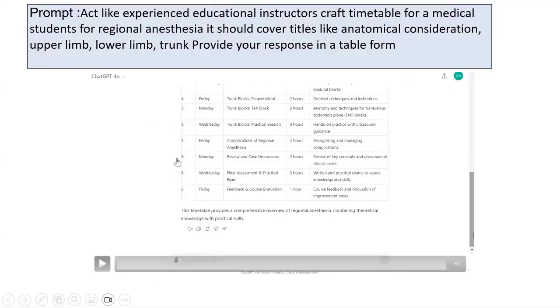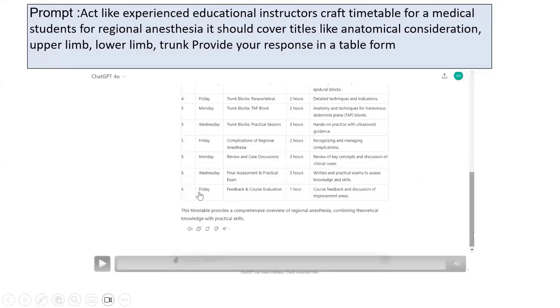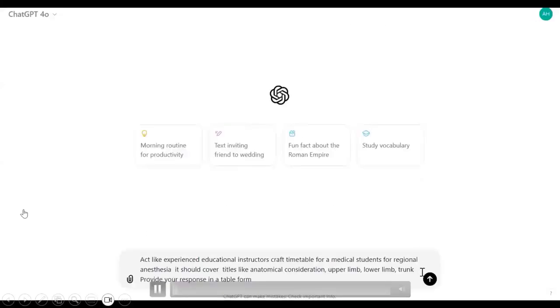You need to modify and adjust it, but it can save a lot of time when you put your idea in a clear, precise direction to have a near complete form of the required response.